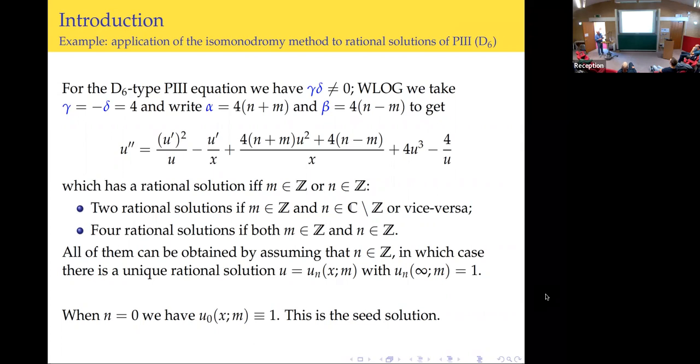And in that case, there's a unique rational solution, which we call u_n of x, with the second parameter m floating around here, that has the property that at infinity it's equal to 1. And if you know this one, then whether m is an integer or not, you can get all the other rational solutions from this u_n function. Okay. So when n is equal to 0, in this case, the function u_n turns into just the constant function 1, which could hardly be simpler. And that's the seed solution for this family of rational solutions. Okay. So we have 1.